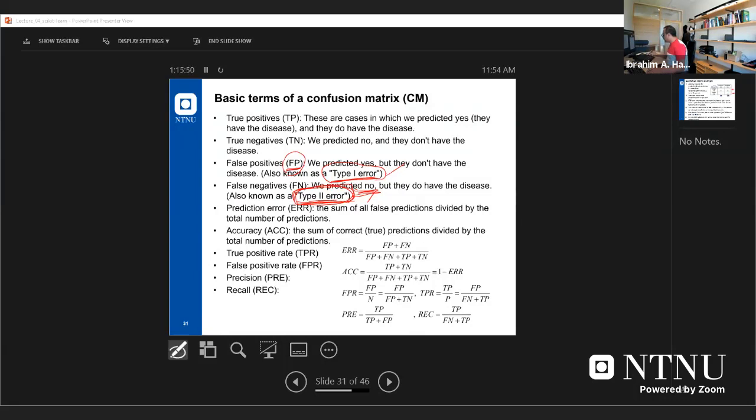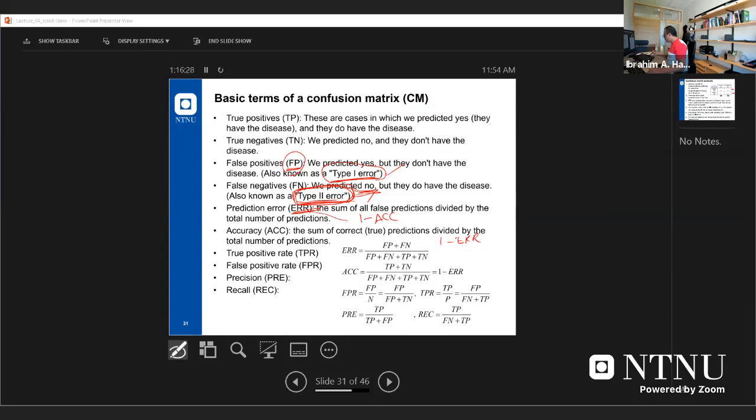Prediction error is the sum of all false predictions divided by the total number of predictions. This is the error, and in fact, it's 1 minus accuracy. Accuracy is the sum of correct or true predictions divided by the total number of predictions. So if you can calculate accuracy, we can calculate error, 1 minus accuracy. If you have error, the accuracy will be 1 minus error.